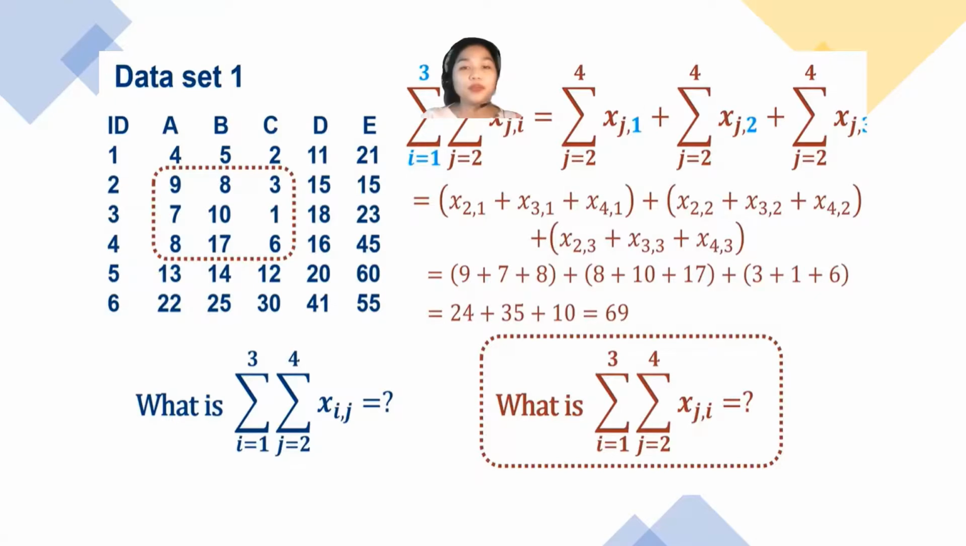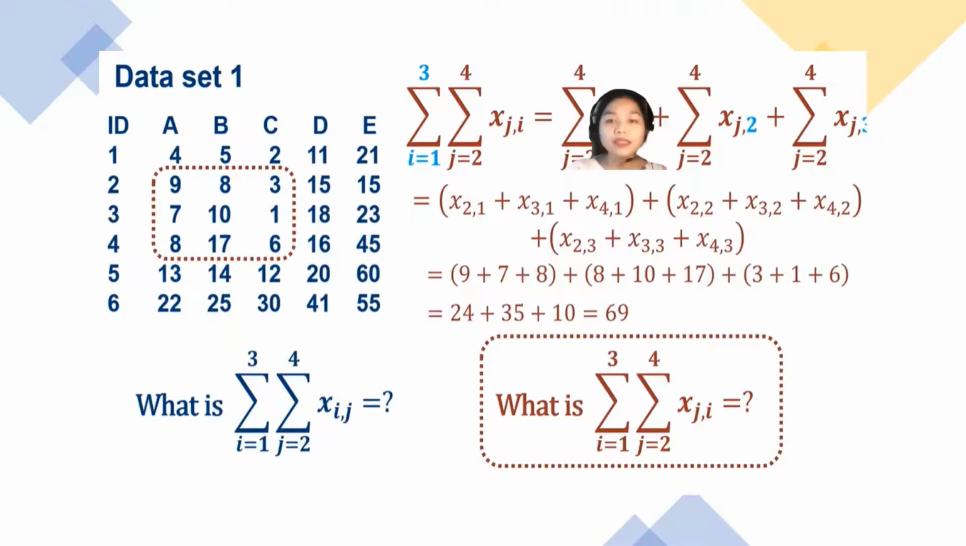Plug in lang po natin yung mga values. So, summation of xji as i goes from 1 to 3. Okay, yung column po natin ay 1. So, summation of xj1 as j goes from 2 to 4. Summation of xj2 as j goes from 2 to 4. Tsaka summation ng xj3 as j goes from 2 to 4.